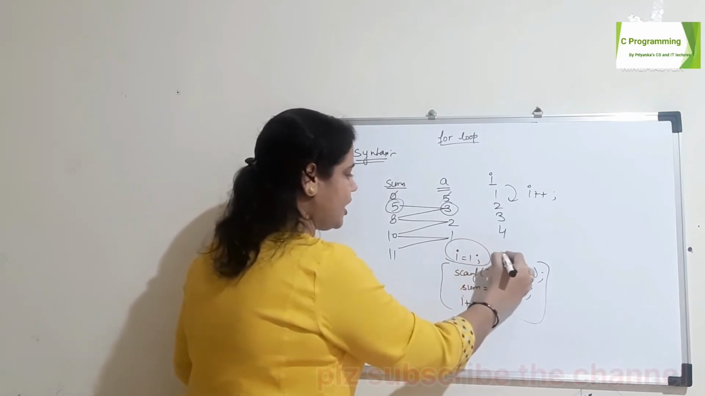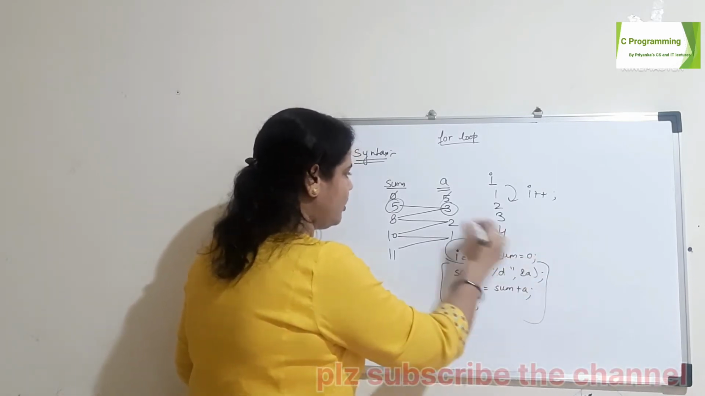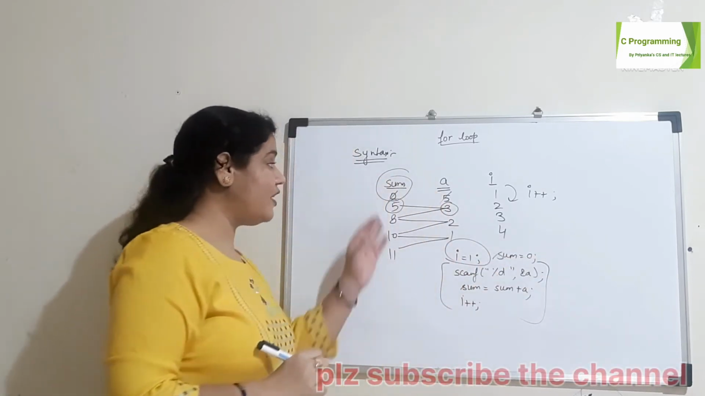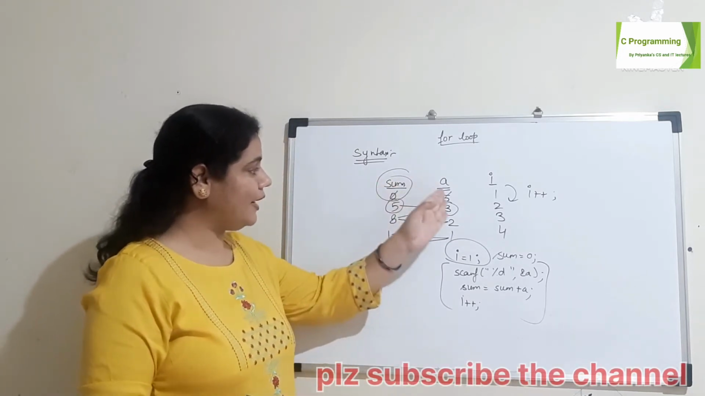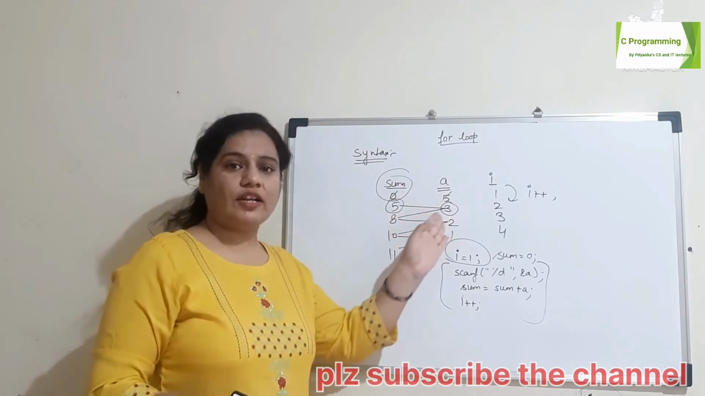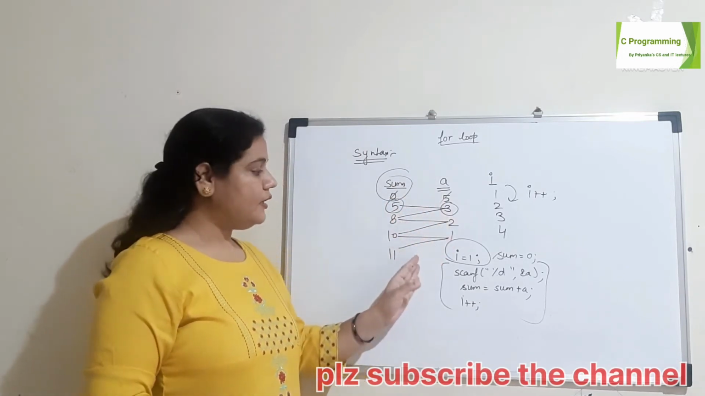And one more initialization you have to do: sum is equal to 0. Otherwise, sum will contain some garbage value, and these values will add up with that garbage value. Okay. Then these are what?